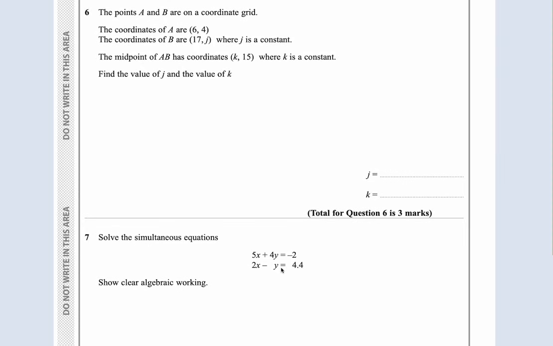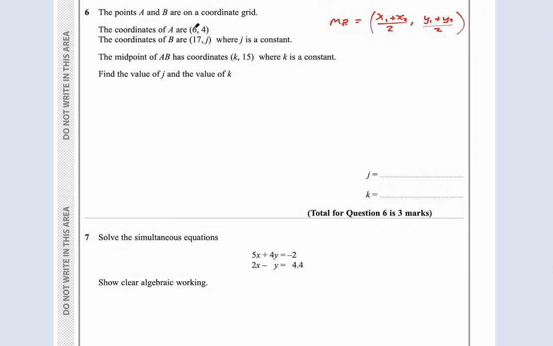Points A and B are on a coordinate grid. Coordinates of A are this, the coordinates of B are this. The midpoint of AB is that. Find the value of j and k. Okay, so midpoint, guys, the midpoint formula, let's just write it here. Midpoint is equal to x1 plus x2 over 2, comma y1 plus y2 over 2, close brackets.